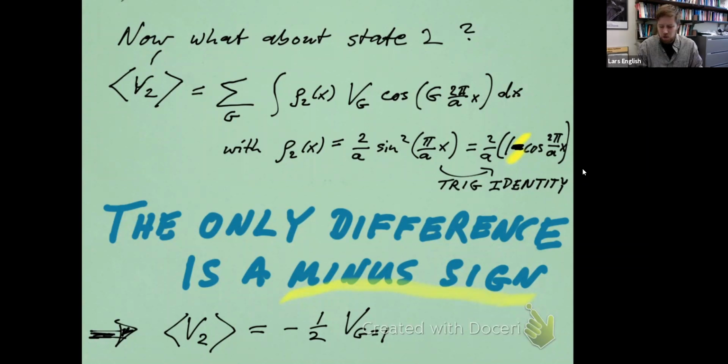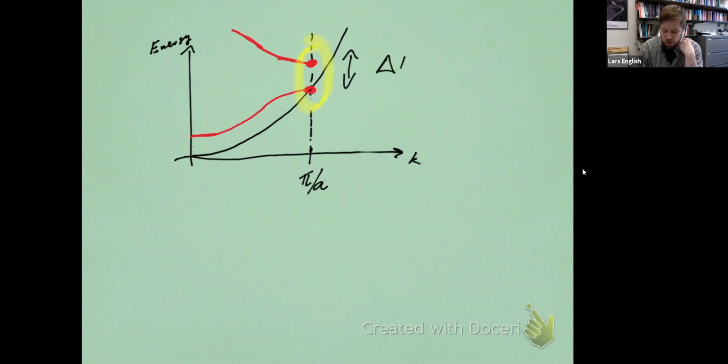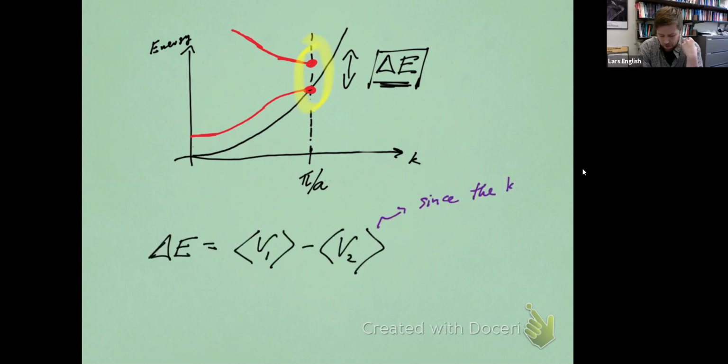Okay, so let's go back to this picture. We have an energy gap there that we'd like to understand. We call it delta E. Okay, fine. And delta E here is obviously just the difference between the potential energies of the two states. Their kinetic energy would be the same. We are, after all, at the same K value, right? So there's no difference between these two states in terms of their kinetic energy. The only difference comes in from the potential energy.